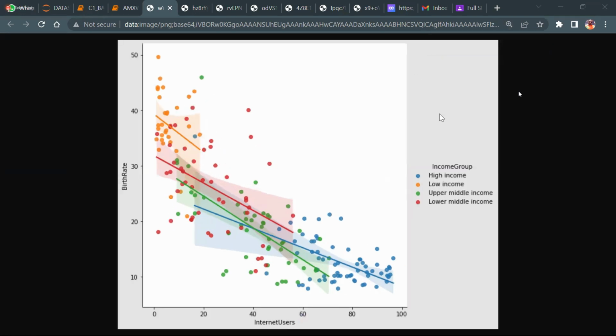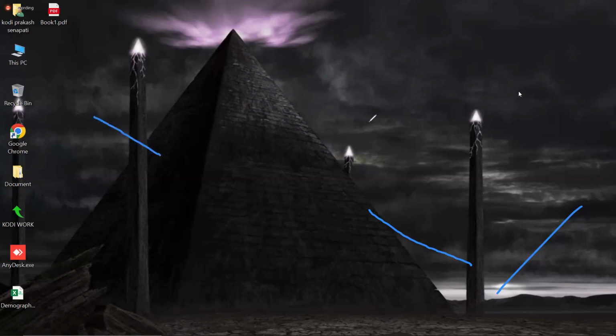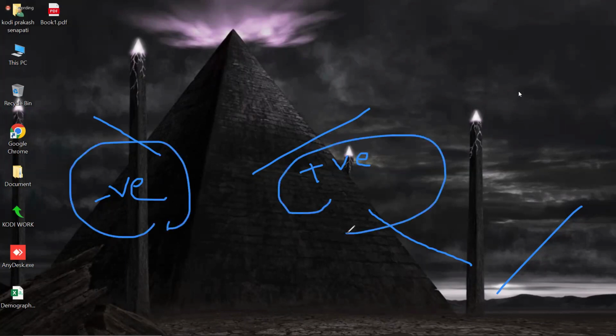But there's a lot of meaning behind the line. The way the line goes is very important, or not? See, this is also another insight. This is negative correlation. This is positive correlation. Understand? What is negative correlation? What is positive correlation? I will explain in EDA. What is correlation? I'll explain again in EDA.